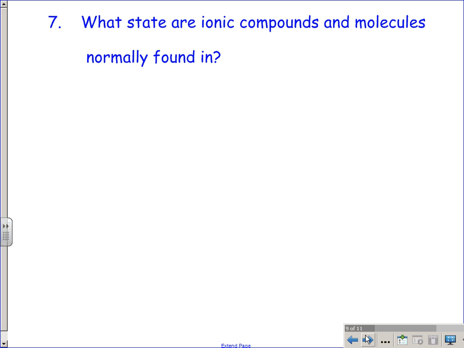So ionic compounds are stuck together very strongly in that opposite attraction. So they're going to have very high melting points and very high boiling points, and they're likely going to be solids at room temperature. Molecules, on the other hand, the covalent situation, is a much weaker attraction. So they're going to have lower melting points, lower boiling points.